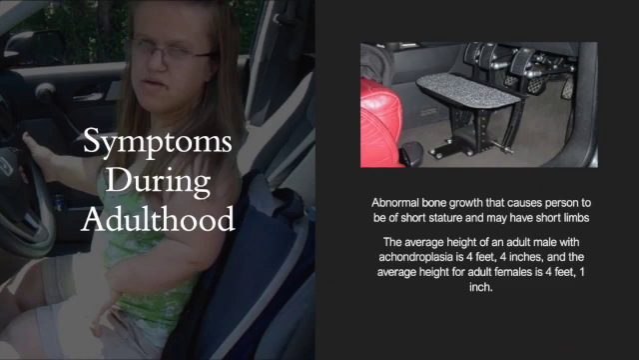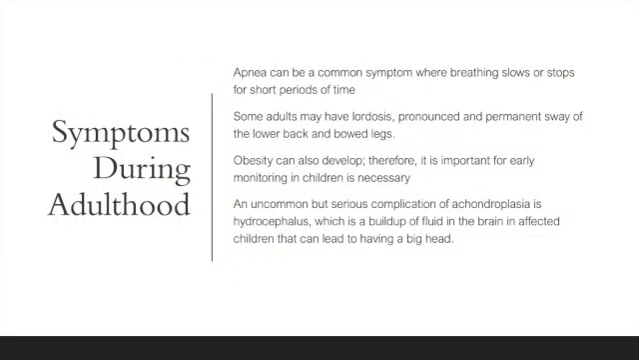More symptoms can include apnea, which is a common symptom where breathing slows down or stops for short periods of time. Other adults can have lordosis, which is a pronounced and permanent sway of the lower back, and bowed legs. Obesity can also be a symptom, so it's very important for early monitoring in children. An uncommon but very serious complication is hydrocephalus, which is a buildup of fluid in the brain in affected children that can lead to having a bigger head.